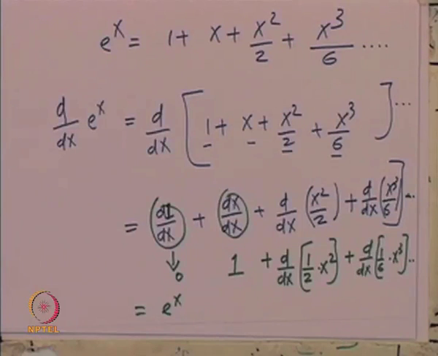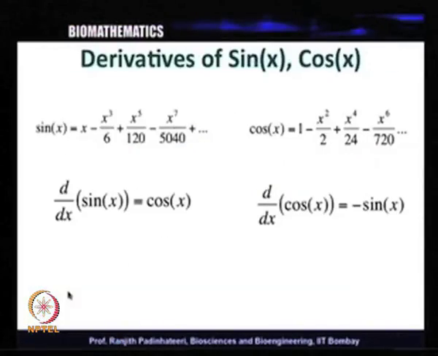So, just as an exercise, just redo what we learned last time. Okay, we also mentioned last time the derivative of sin x and cos x. So, what is the derivative of sin x and cos x? We learned that sin x is x minus x cube by 6 plus x power 5 by 120 minus x power 7 by 5040 and all that, and cos x is 1 minus x square by 2 plus x power 4 by 24 minus x power 6 by 720 and so on and so forth.